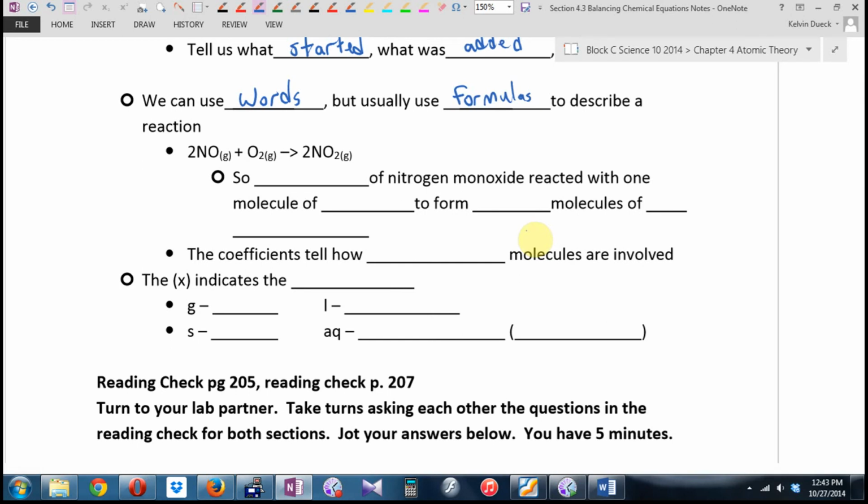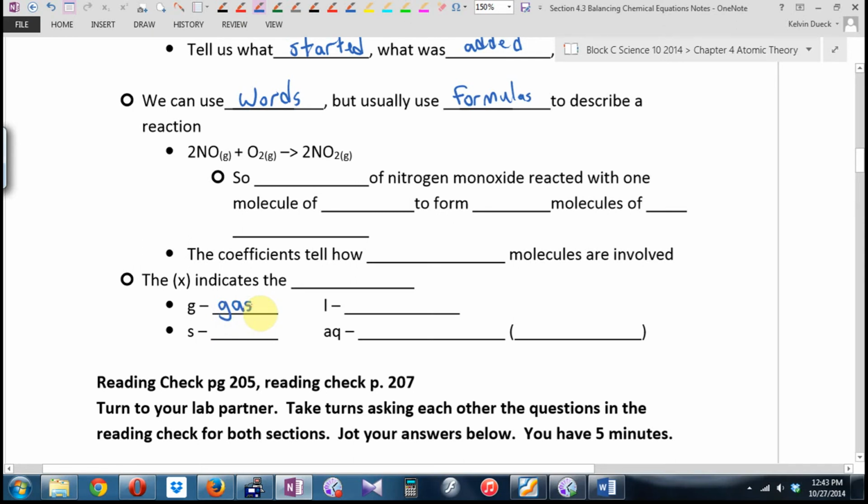2NO plus O2. What do you think that little g stands for? Close. It doesn't stand for grams. It stands for its physical state. I'll give you a hint. Skip down a little bit. The G stands for gas.